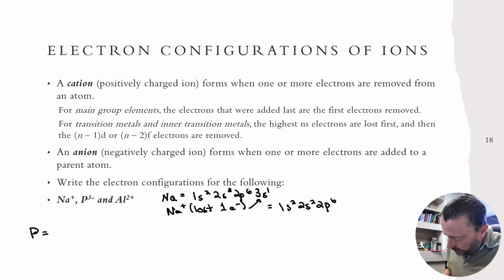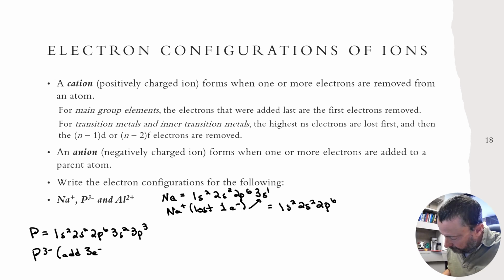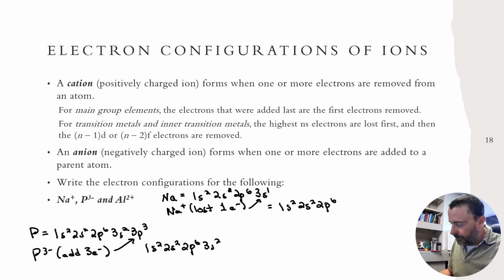All right, phosphorus, if it was a neutral phosphorus, is 1s2, 2s2, 2p6, 3s2, 3p3. So phosphorus with a 3 minus charge, we're going to add 3 electrons to that 3p. So we get 1s2, 2s2, 2p6, 3s2, 3p3 plus another 3 is 6.